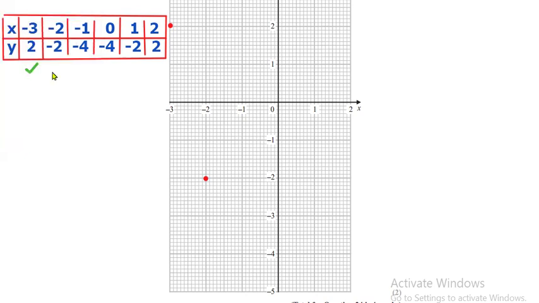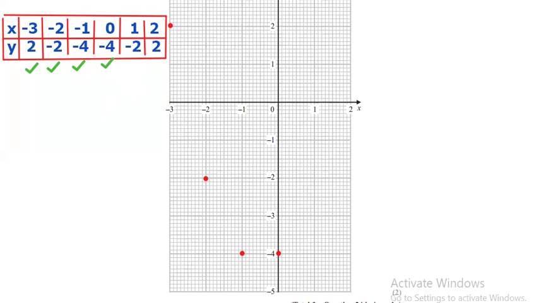You can tick them just to make sure that you have the right points. And then we have -1, -4. So -1 and -4 is over like this. So I plotted this point. I can tick it to make sure I have it. And then the next one is 0, -4. So 0, -4 is over here like this. Now I got 0, -4. I can tick it like this.